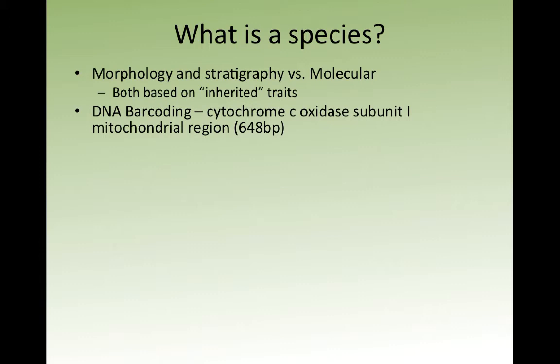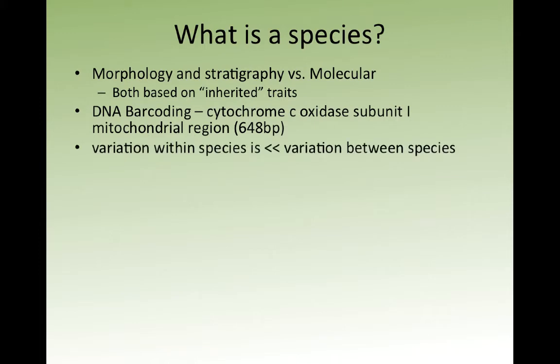What has sort of become the standard in terms of defining species has been an approach known as DNA barcoding. And DNA barcoding is typically based off of using cytochrome C oxidase subunit 1 from the mitochondrial region of an organism, about a 648 base pair segment, as a means of establishing a specific code associated with a specific organism.